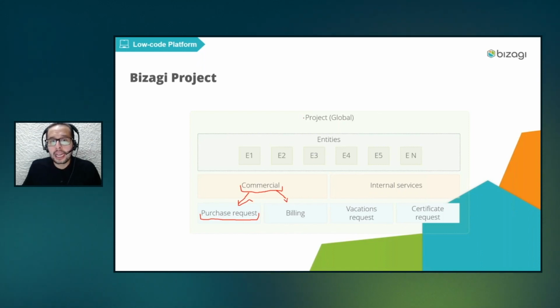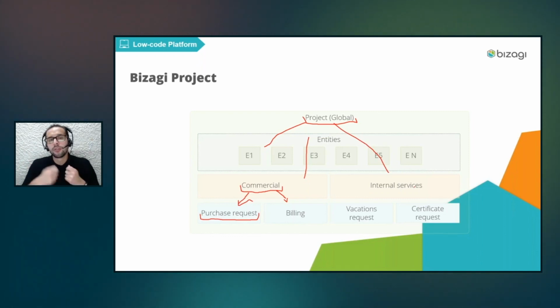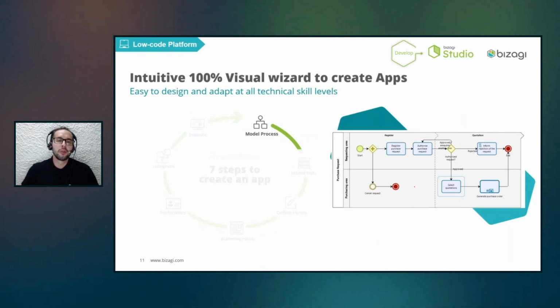Or I can create elements that can be reused at the project level, meaning that any entity or any application can reuse that object. So understanding this structure will help us a lot to understand how to reuse different elements in the different steps. So let's start with the 7 steps to create an application, right? And the first step that we get when we're creating our application is the creation of our process diagram, right?